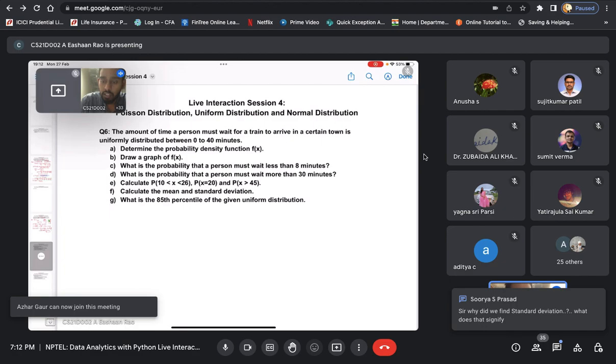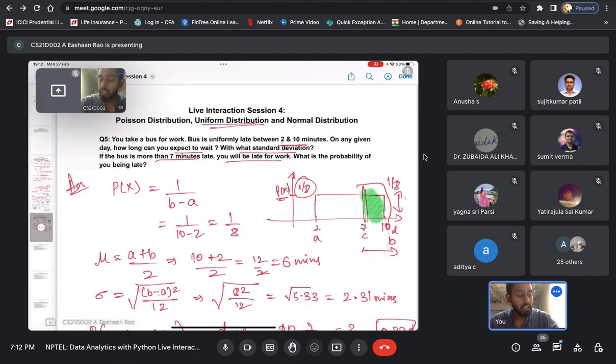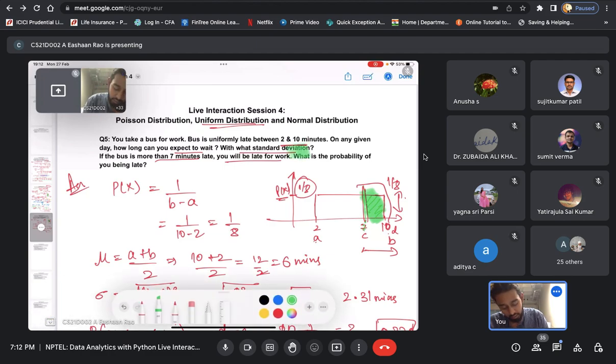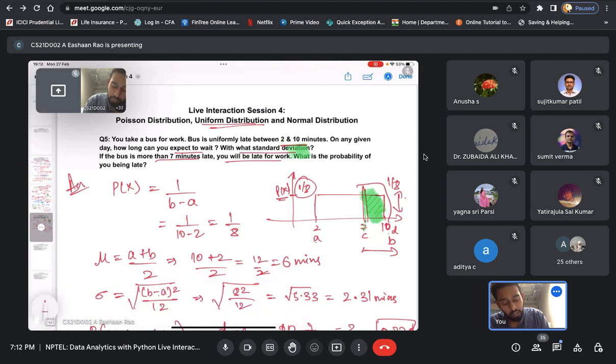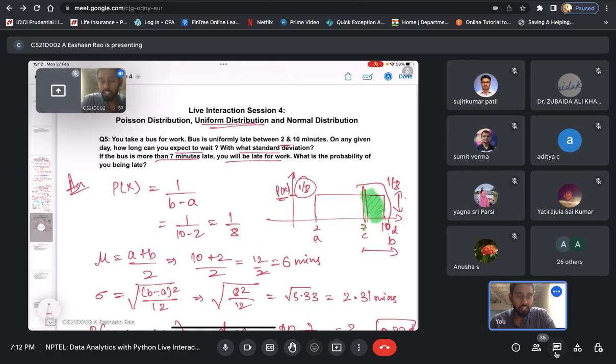Why did we find the standard deviation? What does it signify? First of all, the question itself is asking that we need to find the standard deviation. What does standard deviation signify? Let me change the color. The bus is usually late between 2 to 10 minutes. That's the data that I'm having. And if we take the mean, that is 6 minutes. So the standard deviation is, whenever new data comes, how much it is deviating from the mean value. That's what we find using standard deviation. Otherwise, the question is directly asking for the standard deviation.